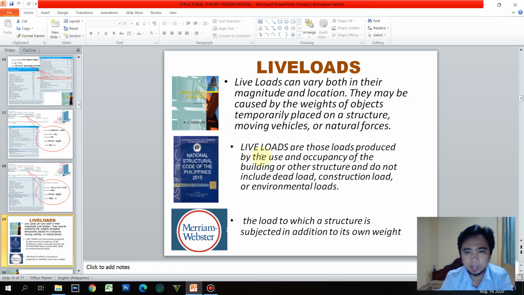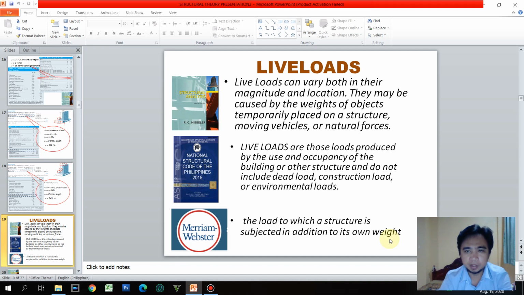In the NSCP, live loads are those loads produced by the use and occupancy of the building or other structure, and do not include dead load, construction load, or environmental load. For Merriam-Webster, it is the load to which a structure is subjected in addition to its own weight. Opposite to the dead load, whose key term is permanent items attached to the building, live loads are moving loads or not permanent in nature.